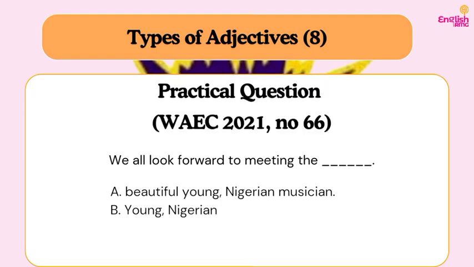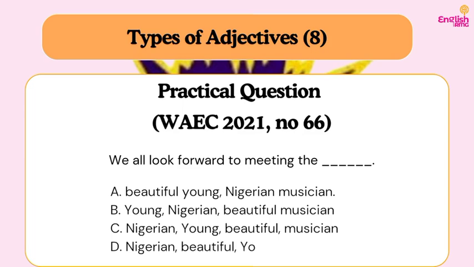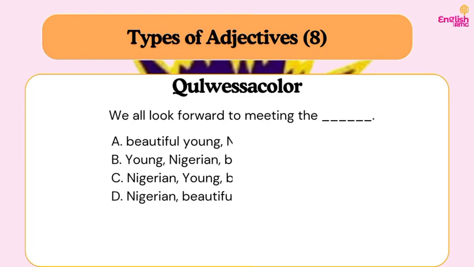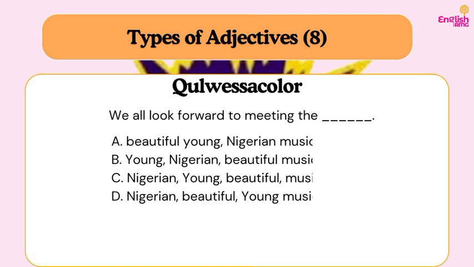So let's consider the options for us to know how to answer the question. So we have A, beautiful young Nigerian musician. B, young Nigerian beautiful musician. C, Nigerian young beautiful musician. D, Nigerian beautiful young musician. So, how are we going to know which one is the right order? Let's use our cool weather color rule.